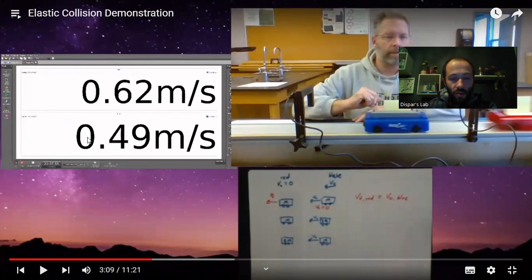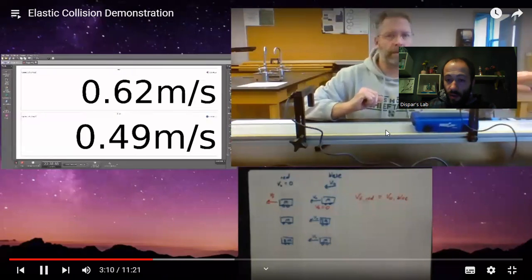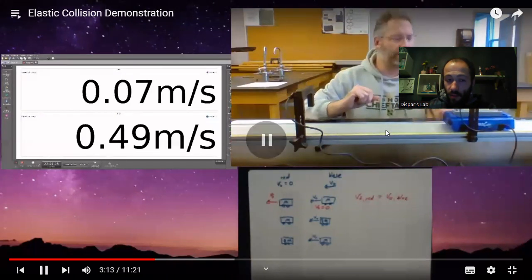The velocity of the blue cart was 0.49 meters per second. His software immediately calculates the velocities. So we have an incoming velocity of 0.49 meters per second, and the red cart came out with 0.62 meters per second. The blue cart continues to go in the same direction, and it barely made it. It comes out of the second photogate with a velocity of 0.07 meters per second.